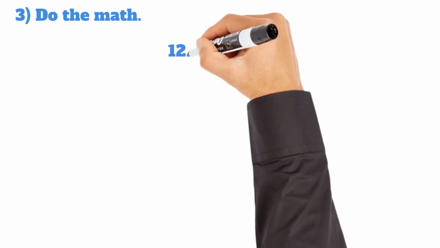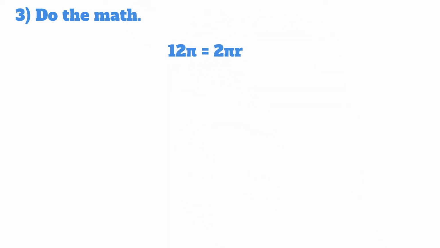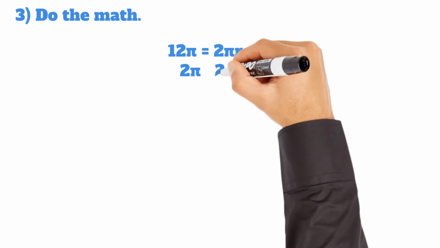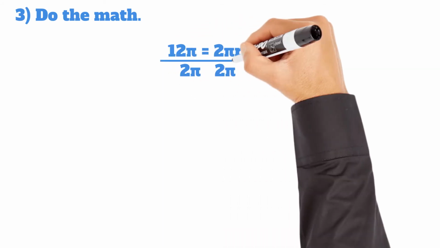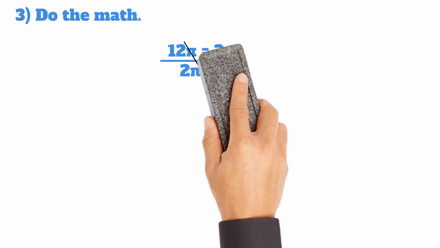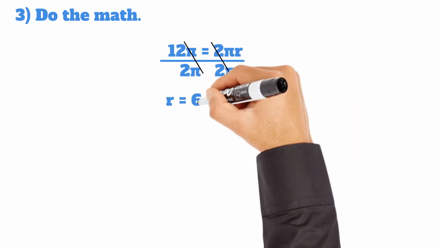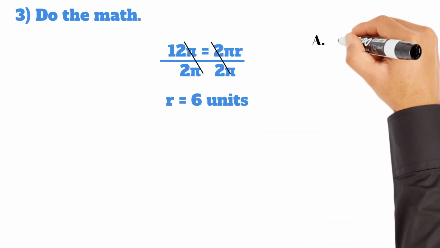In this case, we can set up the equation 12 pi is equal to 2 times pi times radius, or we set it as r. Solving for radius, we can divide by 2 pi on both sides. Notice that the pi's cancel out, so we get that the radius is equal to 6 units. But we're not just done there.